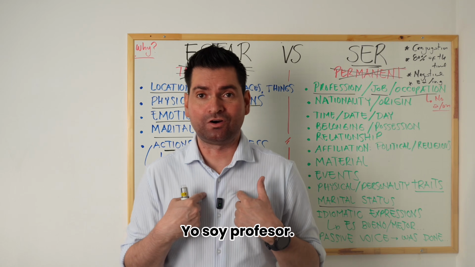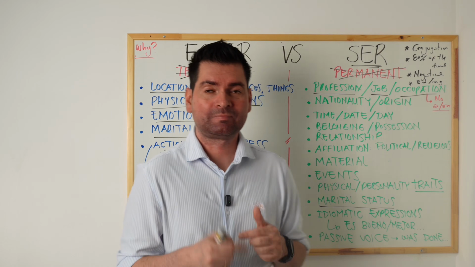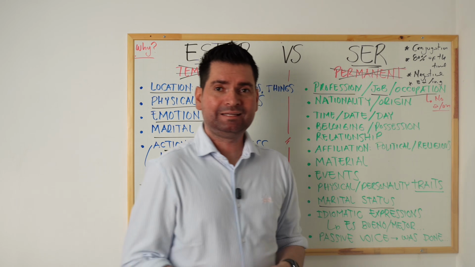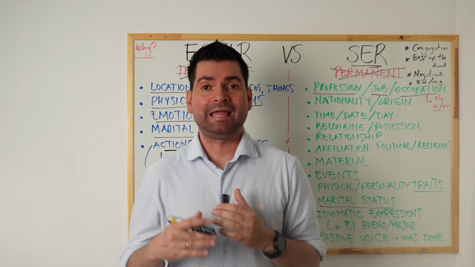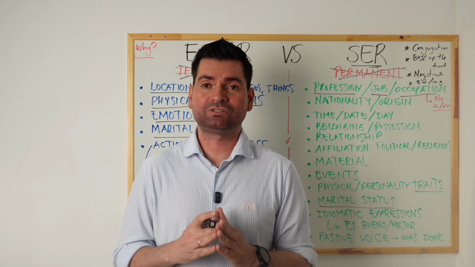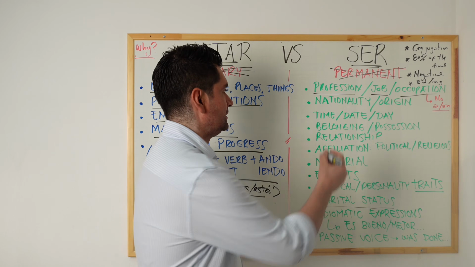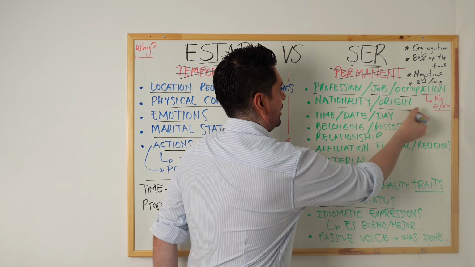Yo soy profesor. I am a teacher. This is important. We don't use a or an in Spanish. In English, you say, I am a teacher. In Spanish, we just need to say, soy profesor. Let's move on. Nationality or origin.